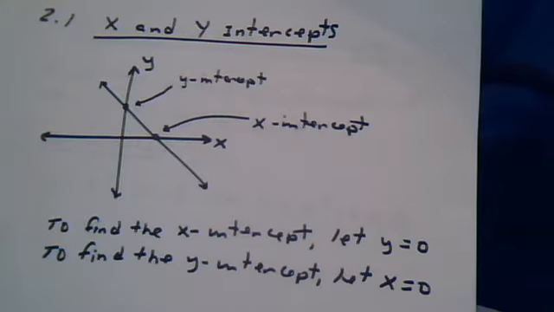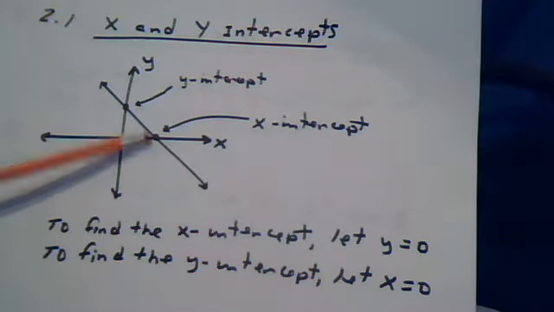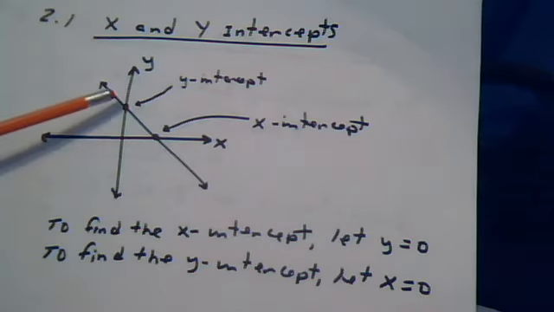The x and y intercepts. If you're given a graph, a picture, then the x-intercept is where that graph cuts the x-axis, and the y-intercept is where that graph cuts the y-axis.